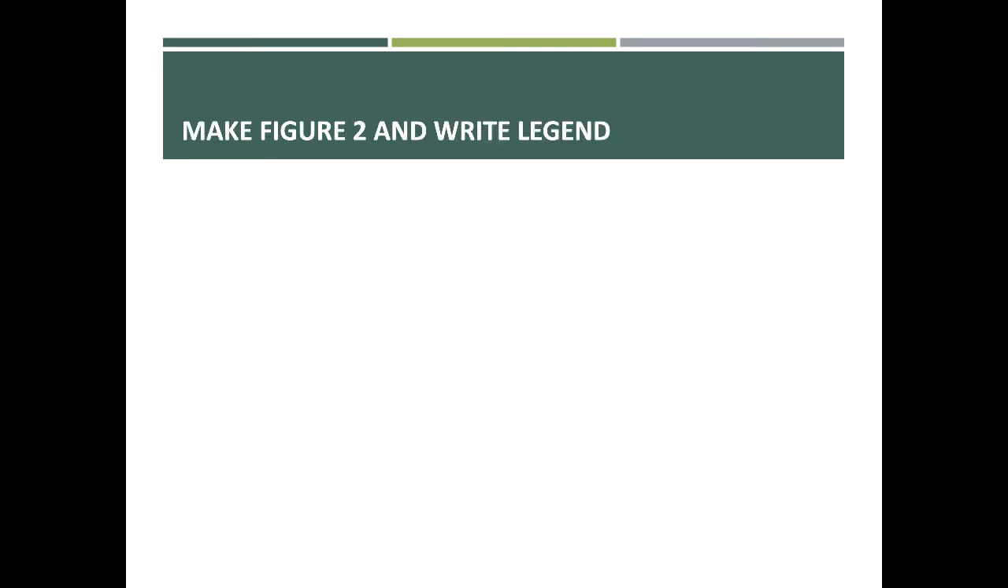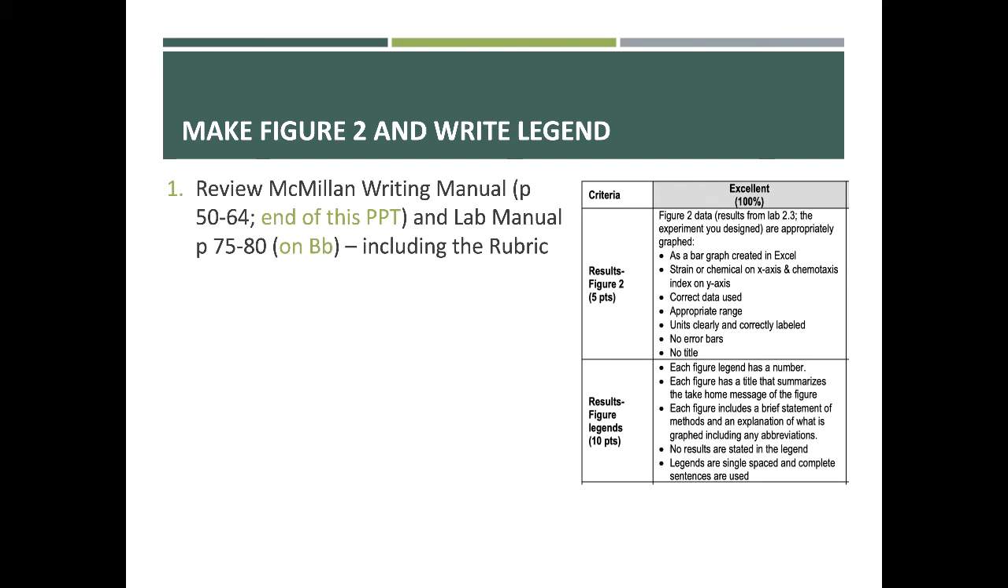So, making your second figure and writing its legend. Make sure you review Macmillan Writing Manual, pages 50 to 64, and I've also included some of the relevant information from these pages at the end of this PowerPoint. Also look at your lab manual, pages 75 to 80, and also remember to focus on the rubric found in the lab manual. Today, you'll make figure 2, and that figure will be a bar graph. And in constructing that, use Excel and use the data that you obtained today.